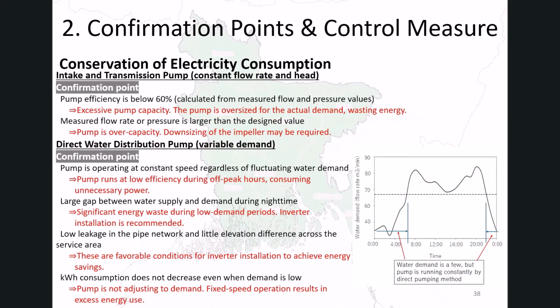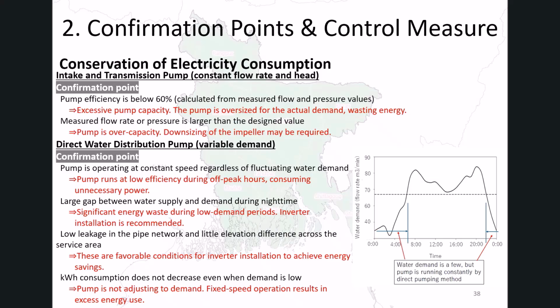Let's look at the confirmation points, the signs that tell us whether energy is being wasted. For intake and transmission pumps, which operate at a constant flow rate and head, the key indicator is pump efficiency. First, calculate the pump efficiency from the measured flow rate and pressure values. Then compare the measured values against the designed values.